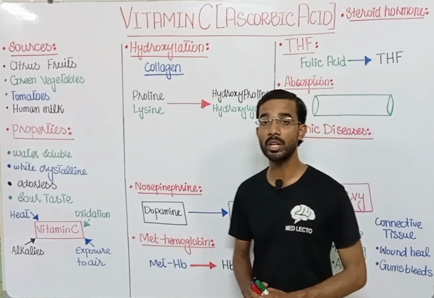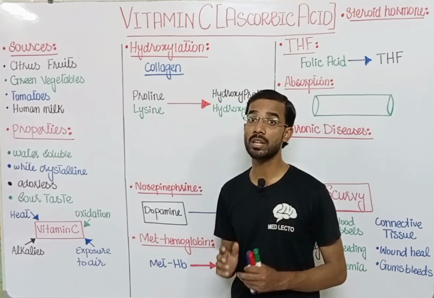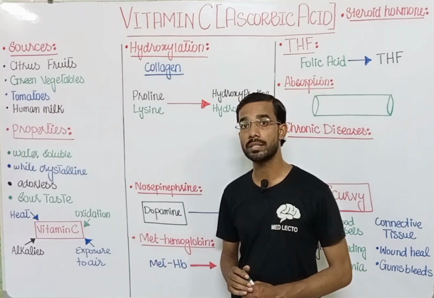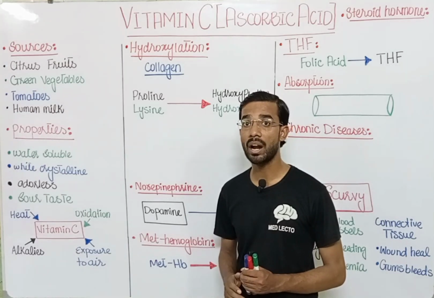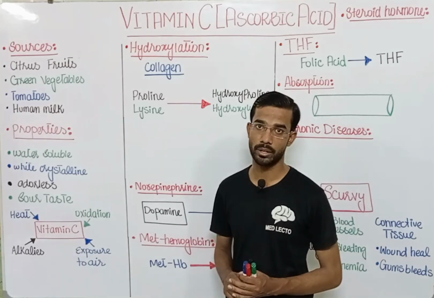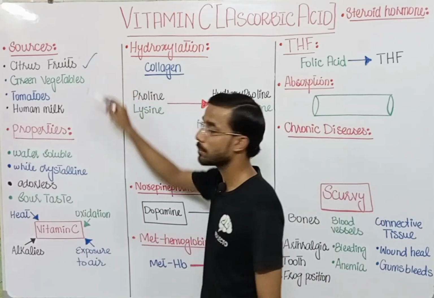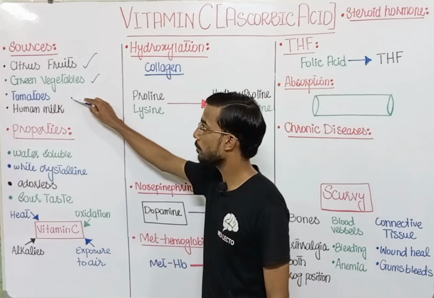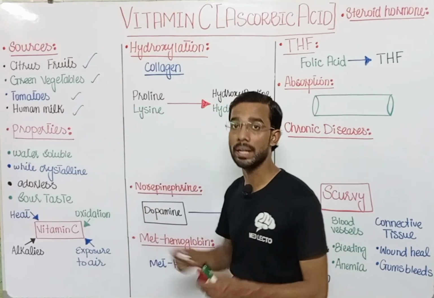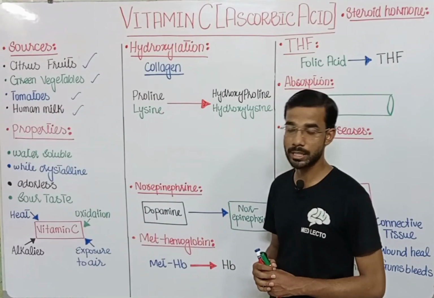Whenever you hear the word vitamin C, different citrus fruits come to mind, like oranges, grapes, lemons, and a lot of different fruits that are citrus in nature. So citrus fruits have vitamin C, as do green vegetables, tomatoes, and human milk. These are the different sources of vitamin C.